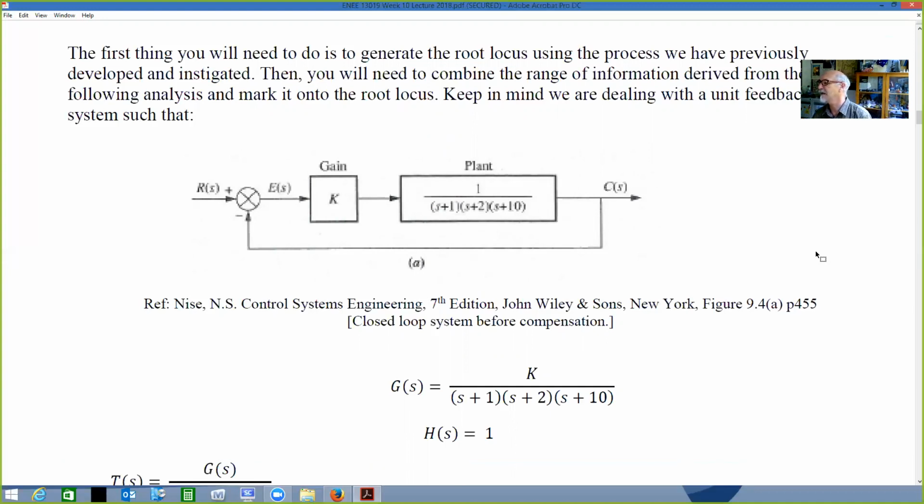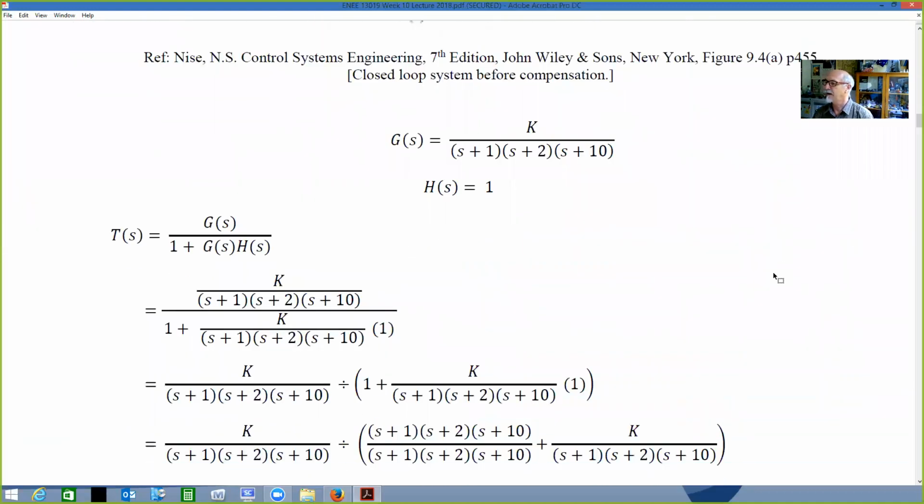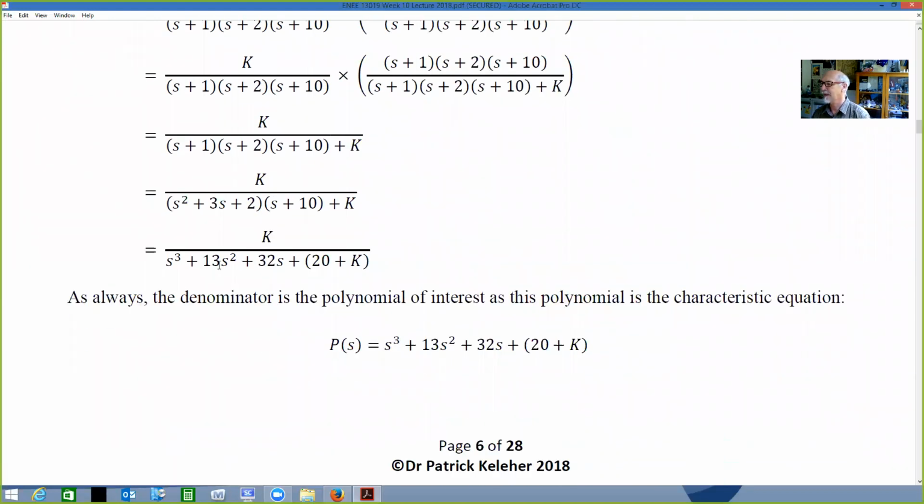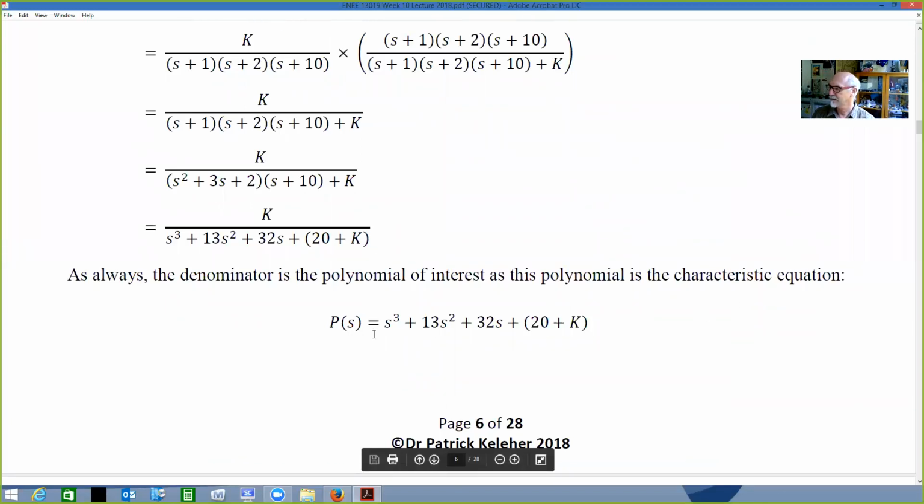So like always, we'll go back and find this typical feedback system, keeping in mind that this is our plant with unity feedback. So, the usual process, and we'll end up with that expression. Again, we're interested in the polynomial on the bottom, or the characteristic equation. Once we multiply that out and rearrange it, we end up with P(s), the characteristic equation, equals s cubed plus 13s squared plus 32s plus 20 plus K.